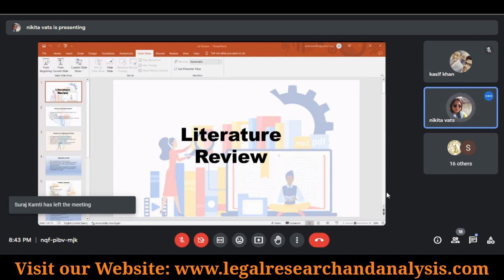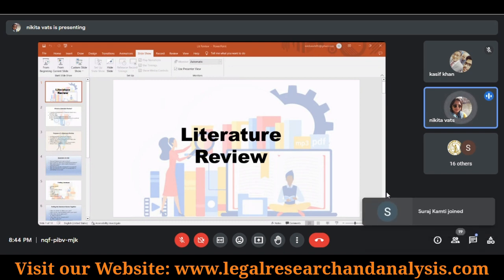You cannot just start writing the paper once you have decided a topic. There are many steps that you have to follow. One of the very crucial and important steps is the literature review, and I think the whole research lies on the literature review. So we'll be talking about literature review today in much more detail.